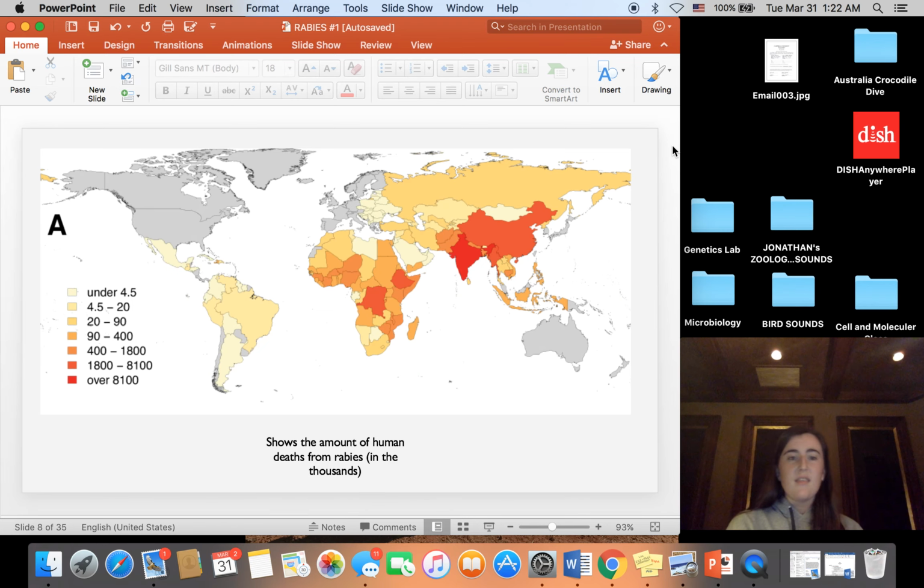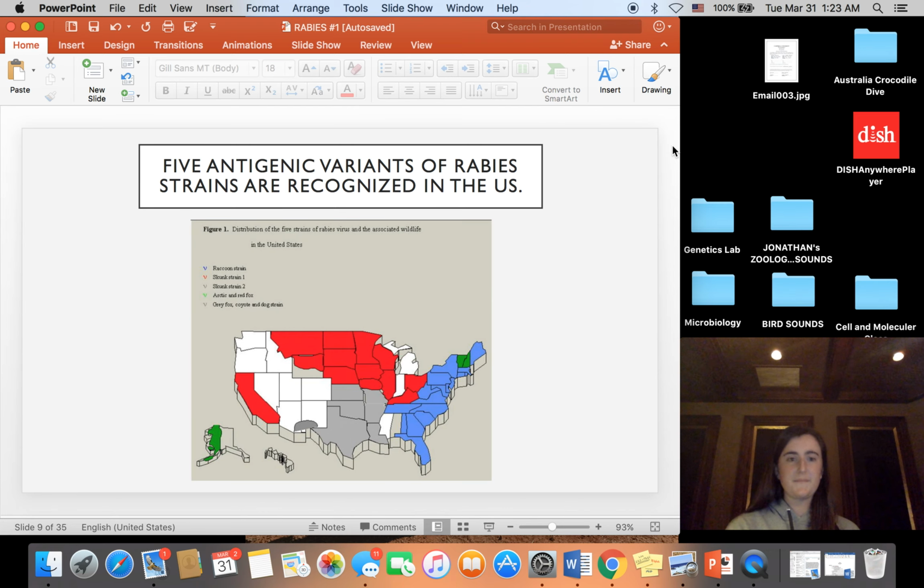Okay, in this picture that I have, it shows the amount of human deaths from rabies. You can see that in underdeveloped countries they have more deaths from rabies than we have over here, because again, they just don't have the money to buy the prevention or the treatment. You can't really do anything about that, and they don't really have the right medical facilities to deal with this. So, yeah.